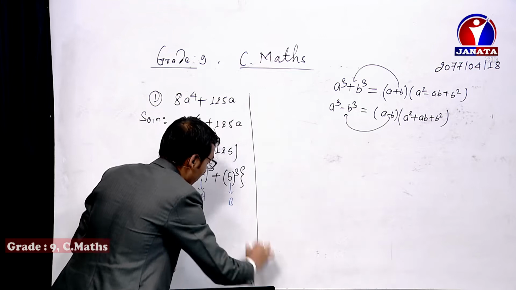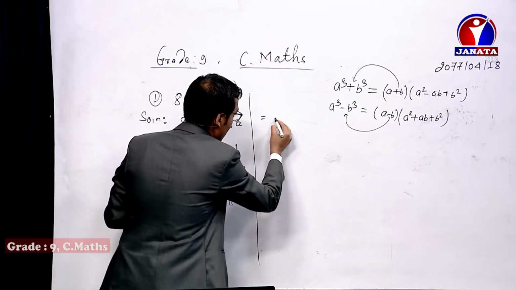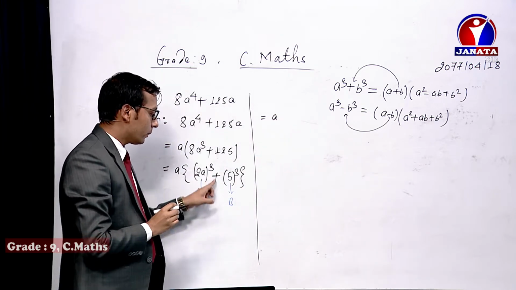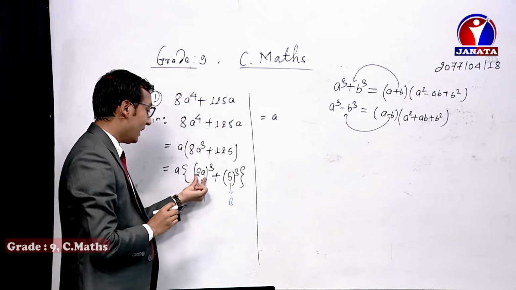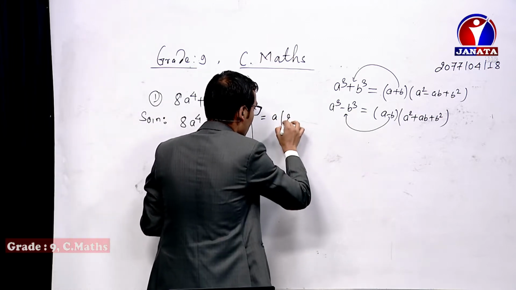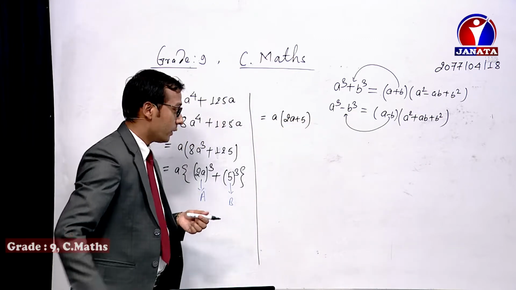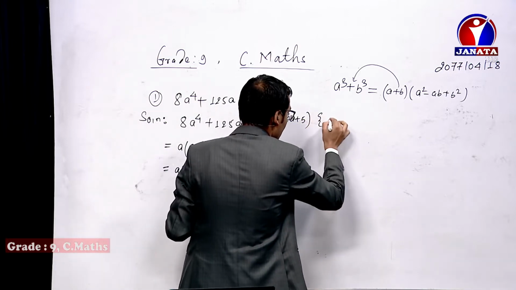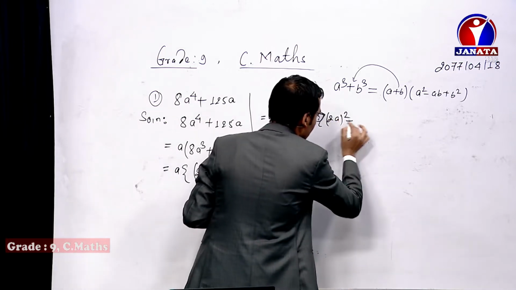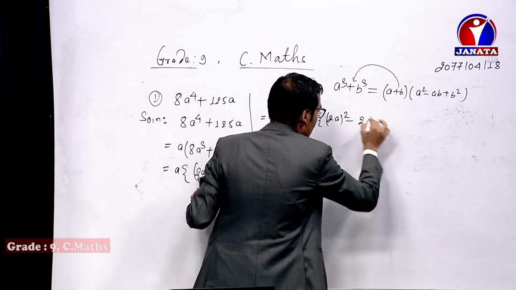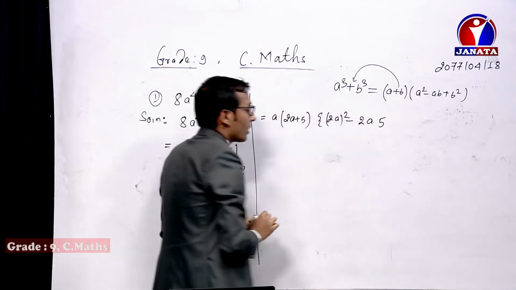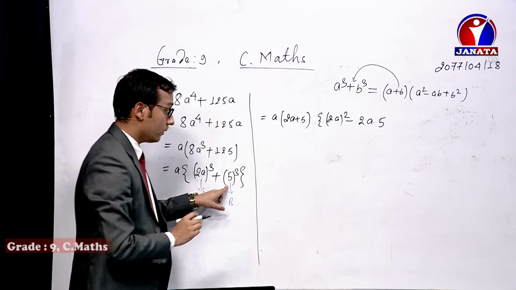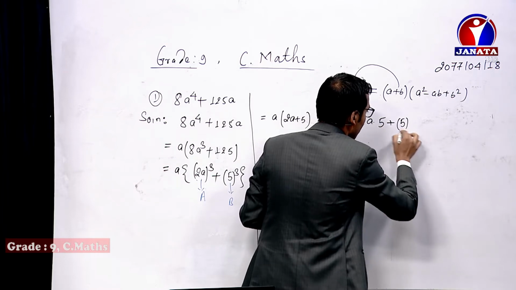Okay, this is equal to A as it is. What is the first factor of A cube plus B cube? First is A plus B. So here A is 2a and B is 5. So A plus B is 2a plus 5, times A square. What is A? 2a. So A square is (2a) whole square, minus AB. A is 2a times what is B? 5. Plus B square, 5 square.